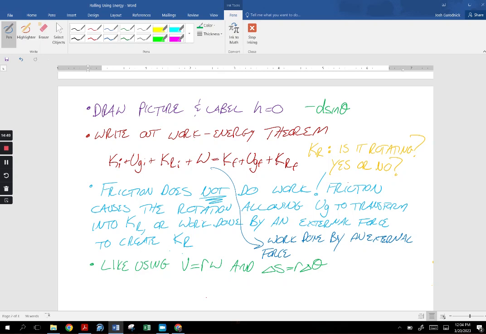And that's about it. The work done by an external force would be like a rope or something like that, but friction will not do work. Friction is causing it to rotate, allowing some of the initial potential energy to become rotational energy. And you should be, at this point, pretty proficient using rho omega. R alpha is not going to be a part of this, and also delta S equals r delta theta. But that's about it for this video.